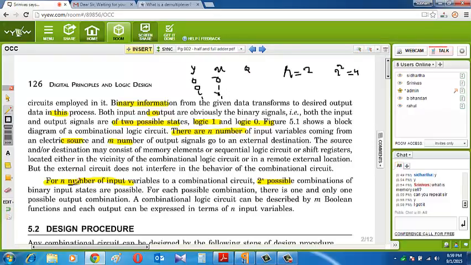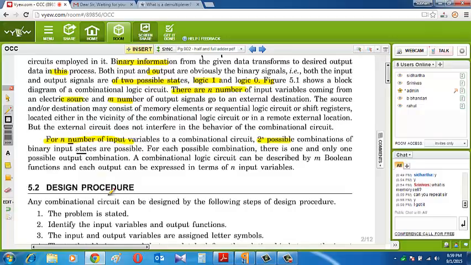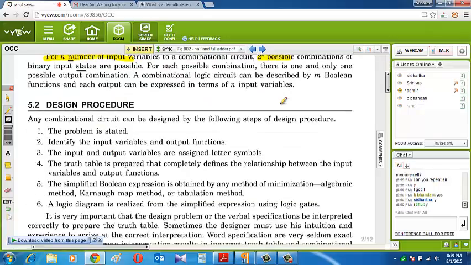For n number of input variables to a combinational circuit, 2 to the power n possible combinations of binary input states are possible. Is it clear? Is it justified? Is a variable and a binary input the same? Both are the same. The input variable in that case should be binary. When a function works with a digital circuit, then the input should be binary.